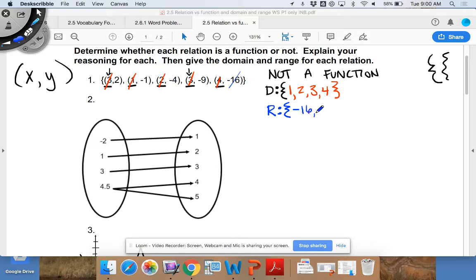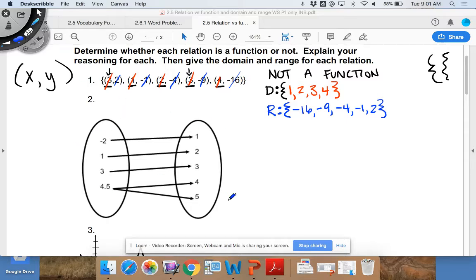You notice how I'm putting a little slash through so I kind of know I used it. It just helps me stay tracked. Next is negative 9. Then negative 4, then negative 1, and 2. And then close fancy brackets. So you guys just wrote the domain and the range of a function. Pretty easy? Okay, so now we're going to look at number 2.